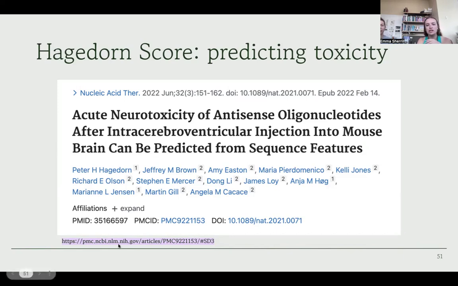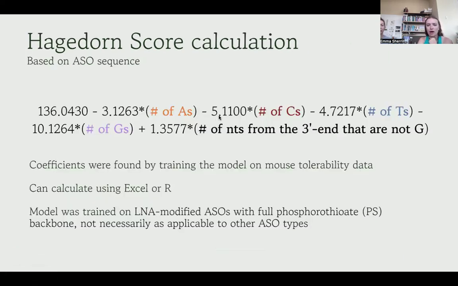So this is the paper, it's linked here. I would definitely recommend giving it a read. It was a really interesting model that they put forward. But this is the calculation itself.